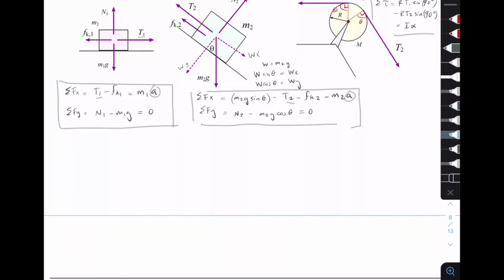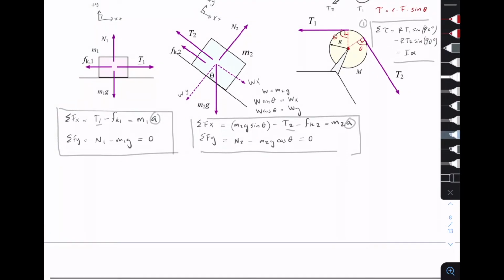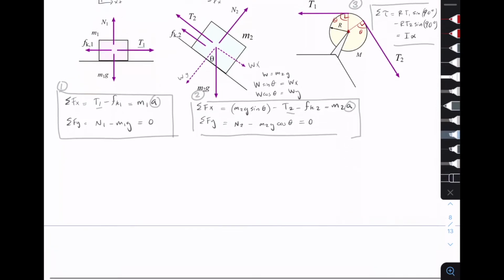From my torque equation, I'm going to call that 1 for that block. I'm going to call these 2. Actually, I'll just label them based on the masses, right? So this was mass 1, mass 2, and then we'll call this 3. So we're going to start at 3, basically. Okay, so let's see what we can simplify here.